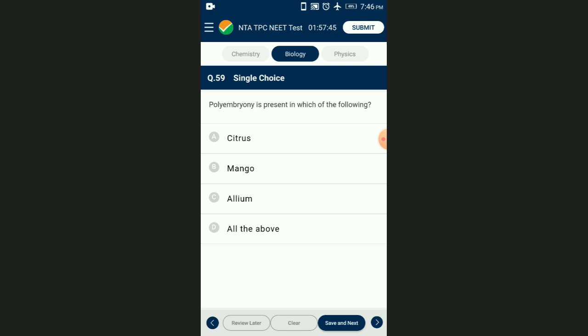Question number 59. Polyembryony is present in which of the following? Polyembryony, the phenomenon of development of more than one embryo in one ovule, seed or fertilized ovum, is called polyembryony. So the answer for this question is all of the above. Citrus, mango and allium: polyembryony is present.